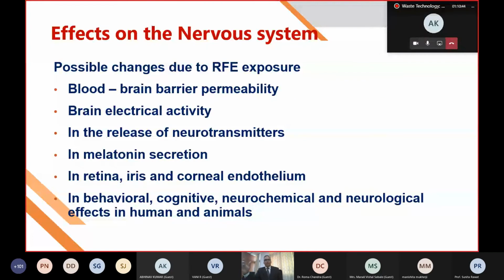Effects on the nervous system: the blood-brain barrier, as I said, and brain electrical activity, the EEG, is disturbed. Neurotransmitters may be disturbed. That is why sometimes neuro blockage may happen, neuro damage may happen, melatonin secretion may be disturbed, and retina color may also change. Behavioral change, definitely, if the EEG is changing, then cognitive behavior would change.